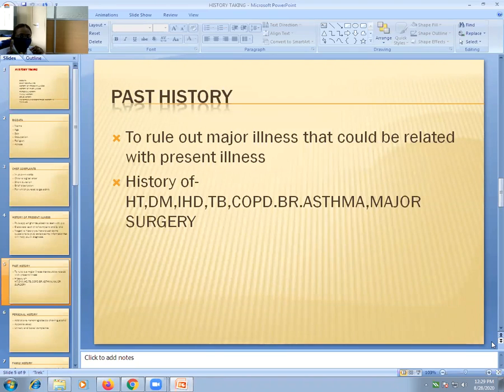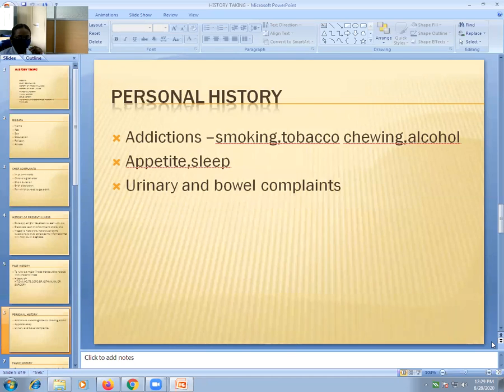So these diseases should be ruled out in past history, or you have to ask the patient whether patient is suffering from these diseases. So that is about past history and significance of asking past history. Now the personal history. Personal history important is addiction or the habits, because addiction habit cause many diseases or many illness, as all of you know.